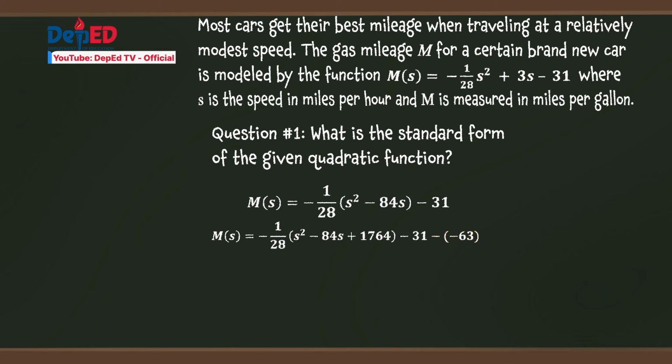This can be rewritten as m of s equals -1 over 28 times the square of the binomial s minus 42 plus 32. And this is already the standard form of the function, also known as the vertex form. Hence, the ordered pair s, m of s, tells us the mileage m of the car and at what speed s it is attained. Since the leading coefficient is negative, the function has a maximum value, and this value is the car's best mileage.